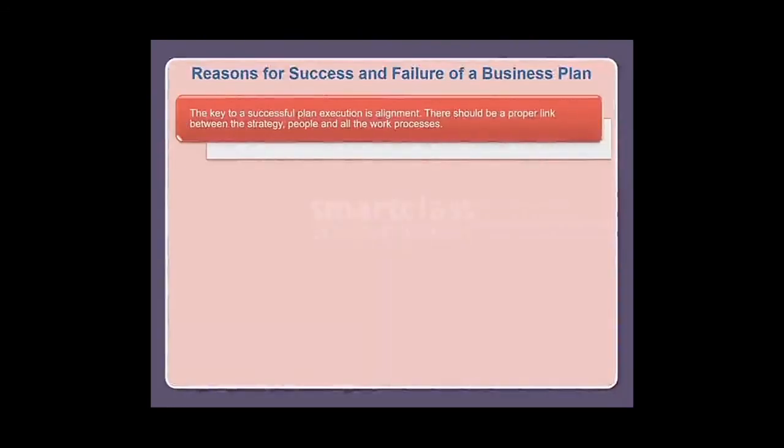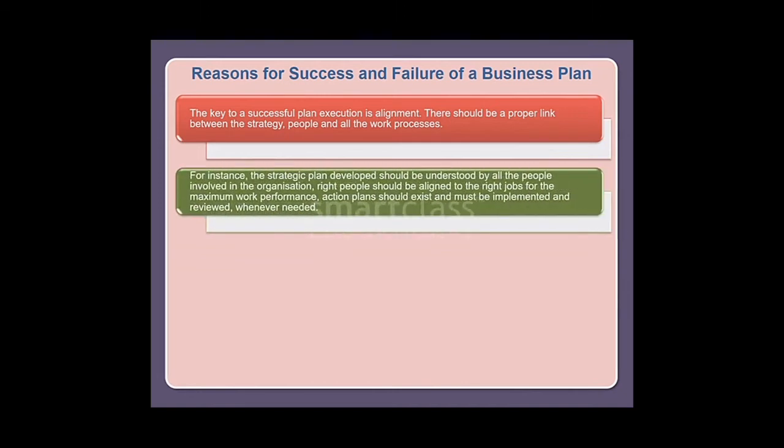The key to a successful plan execution is alignment. There should be a proper link between the strategy, people, and all the work processes. For instance, the strategic plan developed should be understood by all the people involved in the organization. Right people should be aligned to the right jobs for the maximum work performance. Action plans should exist and must be implemented and reviewed whenever needed.